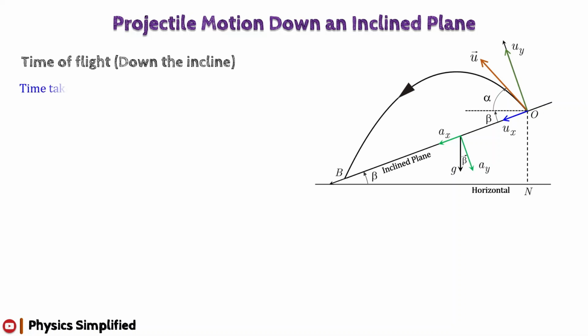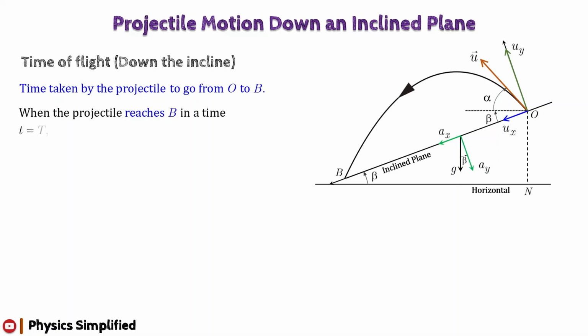Let us now calculate the time of flight of the projectile down the incline. It is the time taken by the projectile to go from point O to point B down the inclined plane. During the time of flight of an oblique projectile, the net vertical displacement of the projectile becomes zero because the projectile returns back to the level of projection. If we denote the time of flight by capital letter T, then according to the figure, the projectile reaches point B in a time equal to capital T, and its net displacement along the y-axis is zero.